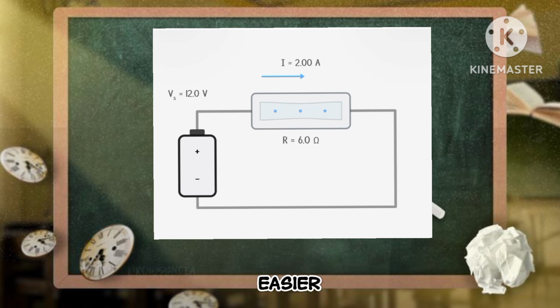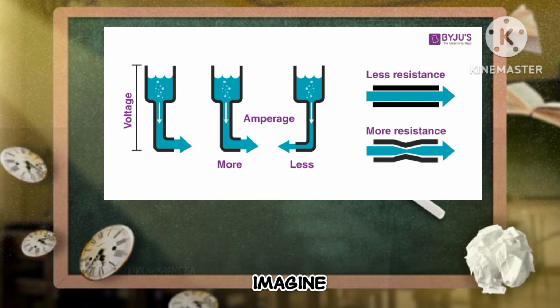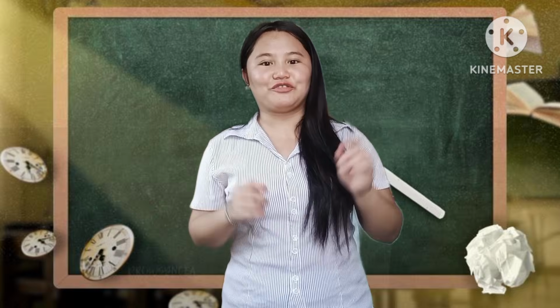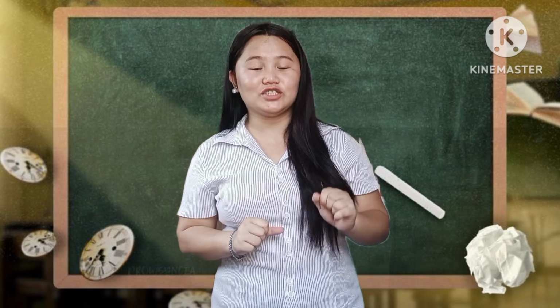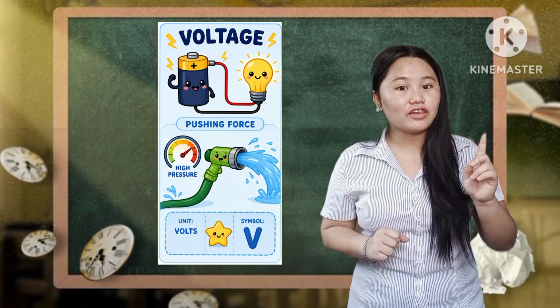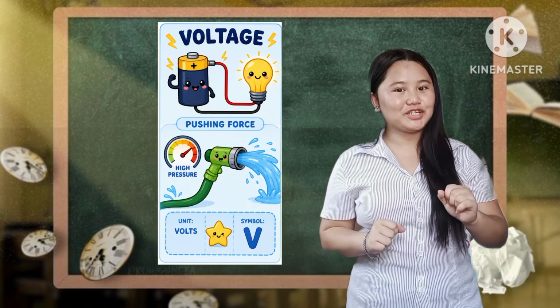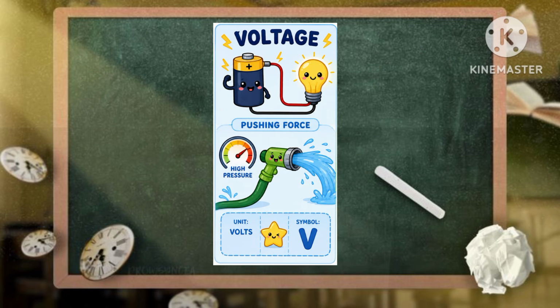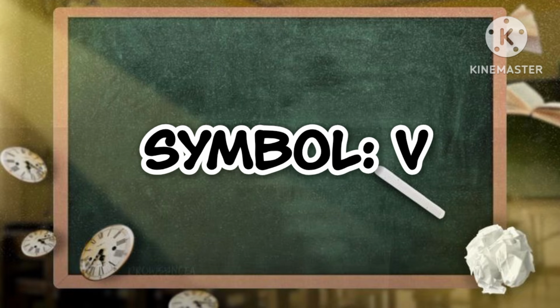To make this easier to understand, let us imagine electricity like water flowing inside a pipe. First is voltage. Voltage is the electrical pressure that pushes electricity through a circuit. You can think of voltage as the energy that starts the movement of electricity. So in simple words, voltage is the pushing force of electricity. The unit of voltage is called volts, and the symbol is letter V.